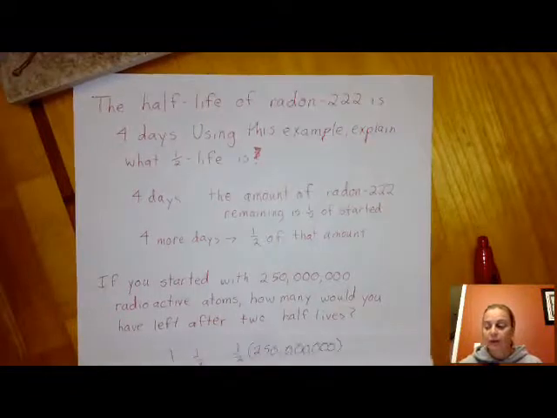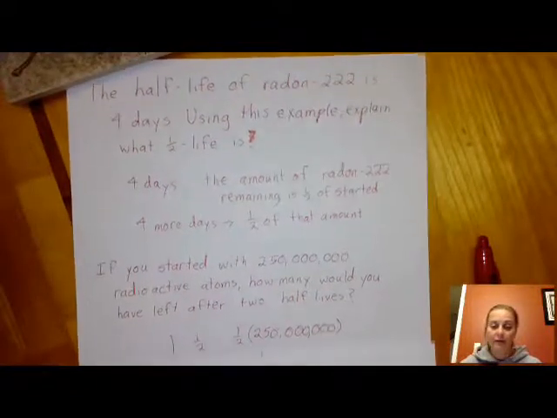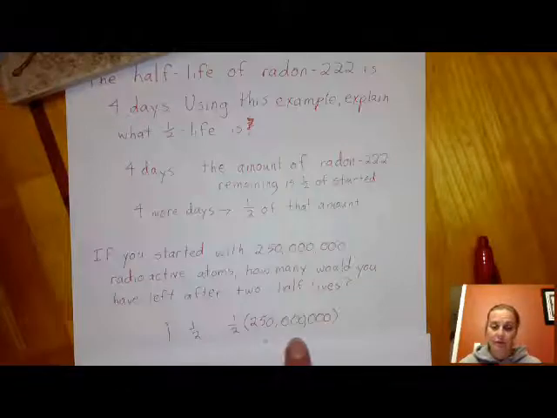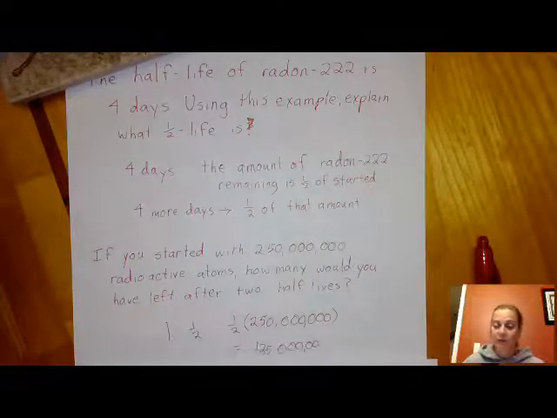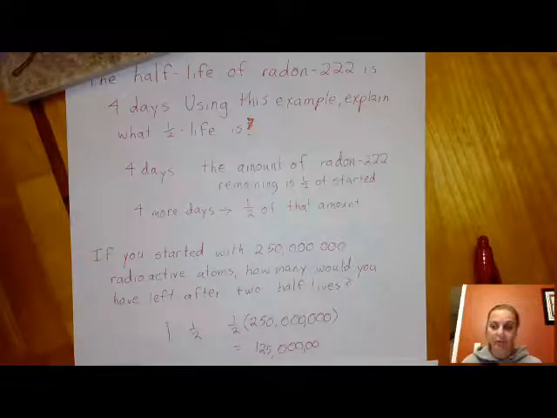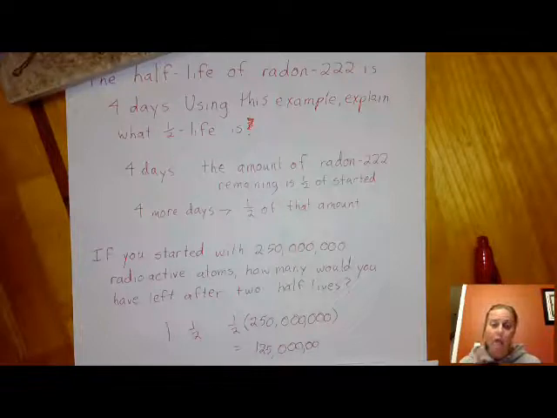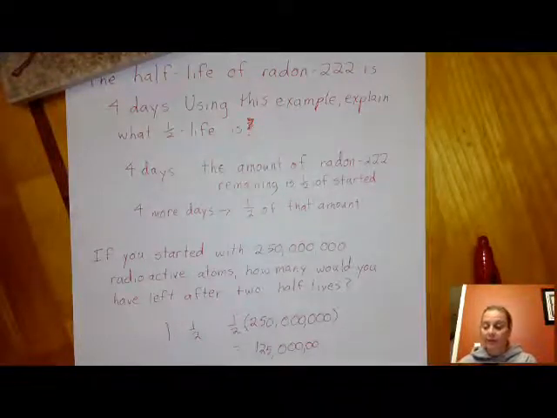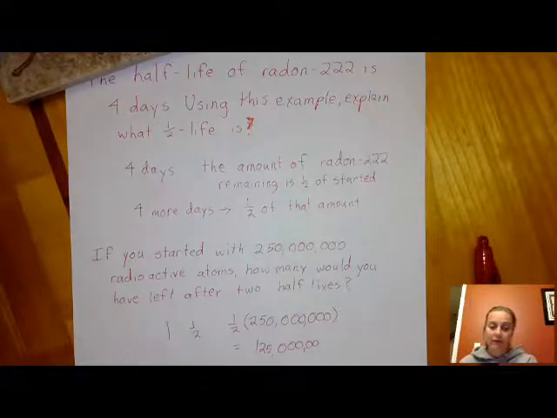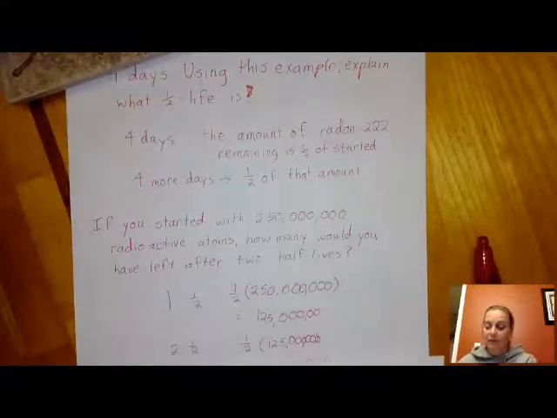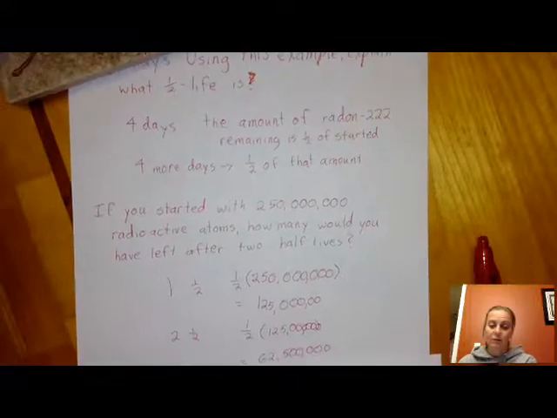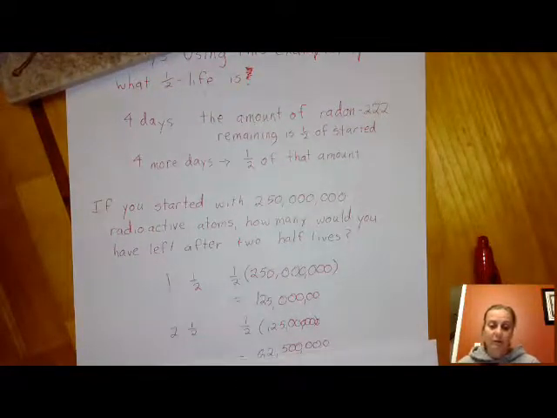So after 1 half-life, we would have half of the 250 million atoms, and half of 250 million is 125 million. So that would be after 1 half-life. But we wanted 2 half-lives, so we're going to halve our material again. So half of that 125 million is going to be 62,500,000. So hopefully that's helpful.